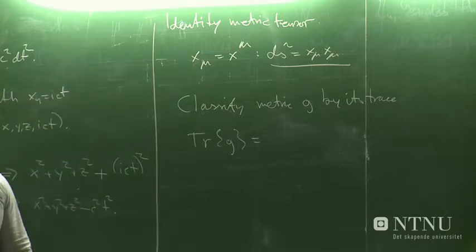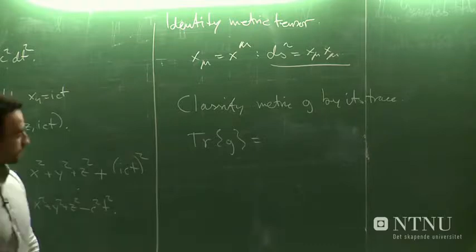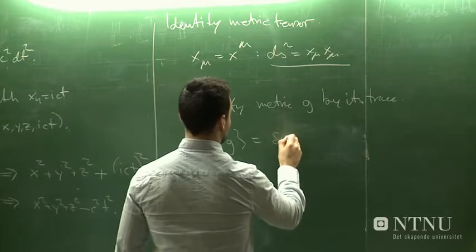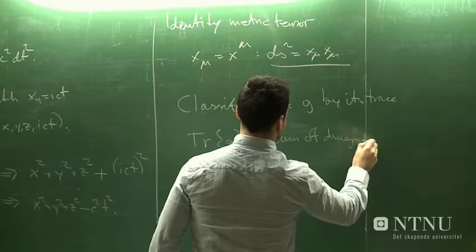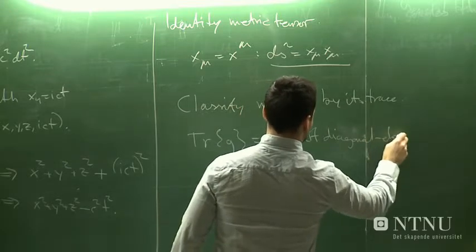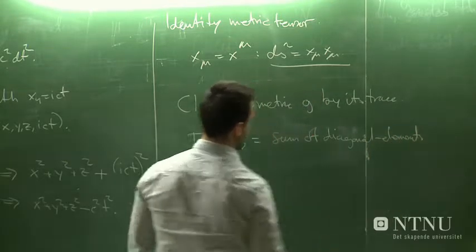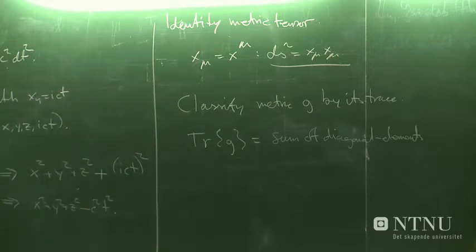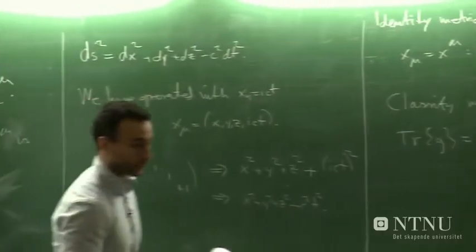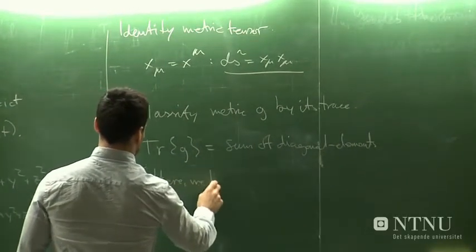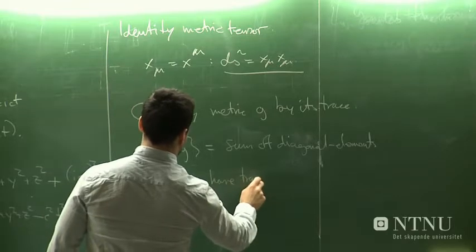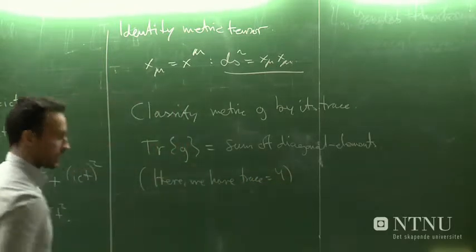Are you familiar with the trace of a matrix? Just the sum of the diagonal. Yeah. So it's the sum of the diagonal elements. So for this particular metric we have that the trace is equal to 4.